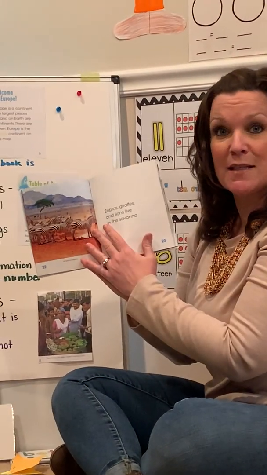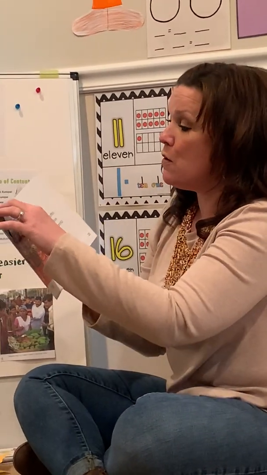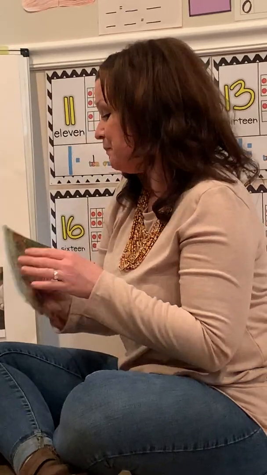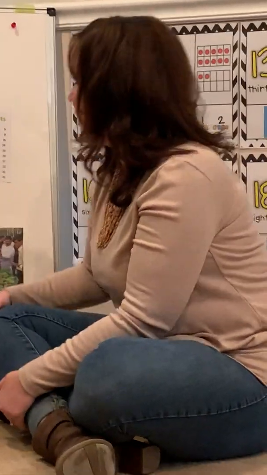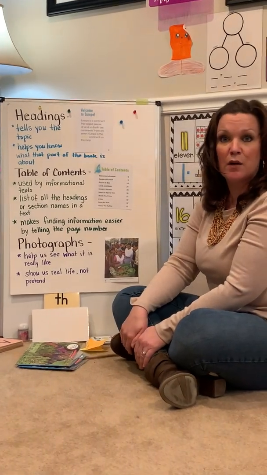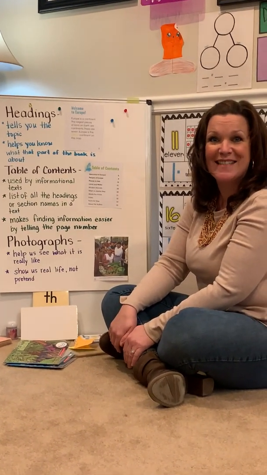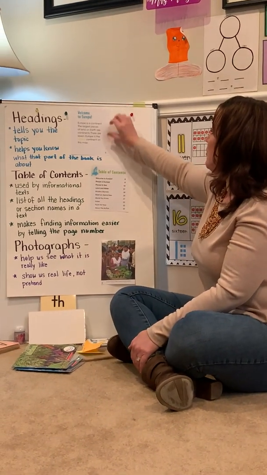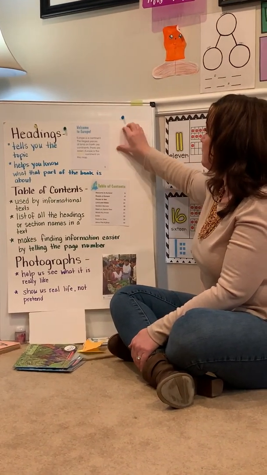And that was it for that section. So the main topic was amazing animals, and then we learned the key details, or the animals that live there. All right, friends. So we used our headings and table of contents to understand a little bit more about Africa and Antarctica today. And we're going to move on to that second part of our lesson.